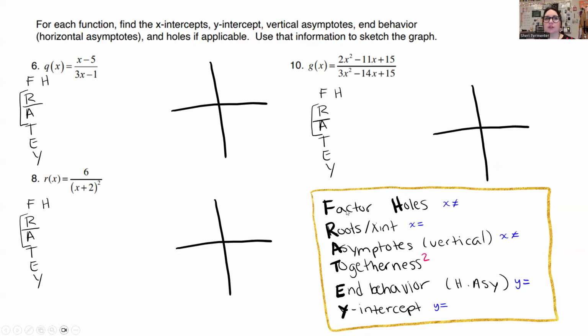What I would like for us to write down is this. RETE, if you've never seen it before, stands for roots, asymptotes, togetherness, and behavior, and y-intercepts. I really like to add FA-HA to my RETE, FA-HA-RETE, because you have to factor and you have to check for holes. So jot this down.